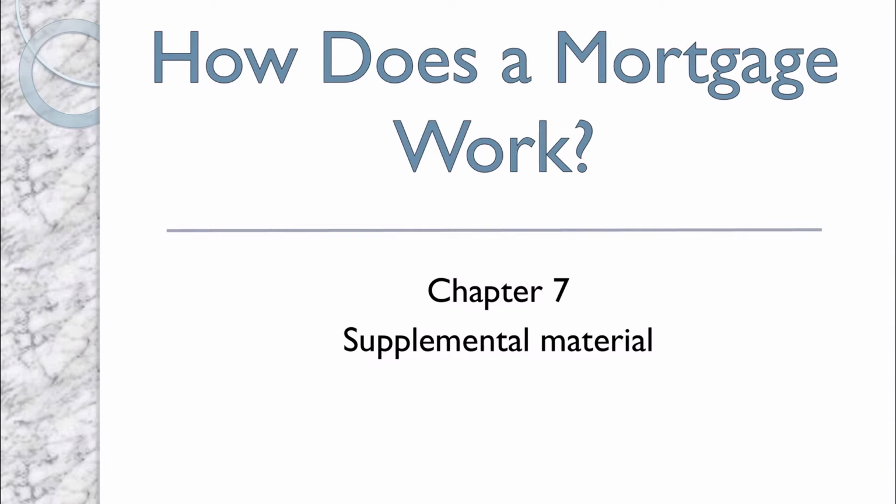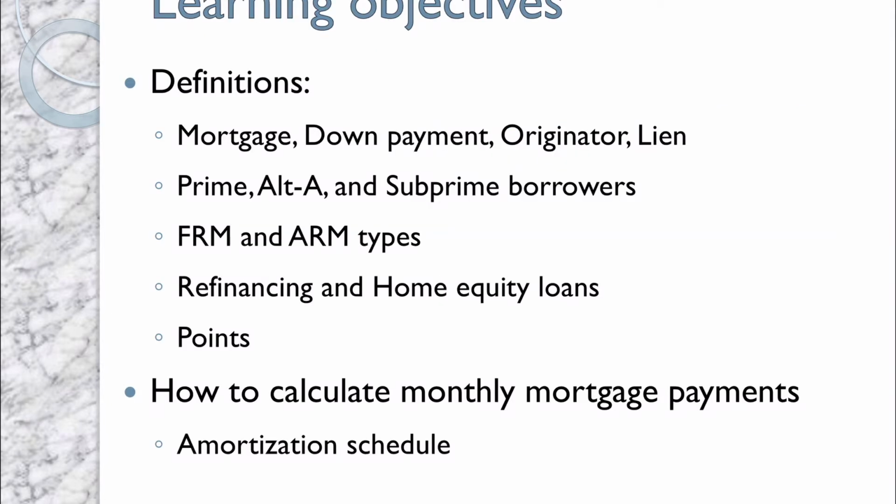So this material comes from Chapter 7 in addition to some supplemental material, but our learning objectives, first of all, for how does a mortgage work are one, understand some key definitions. So what is a mortgage, what is a down payment, who is an originator, who is a lien. Also, different types of borrowers, prime, Alt-A, and subprime borrowers.